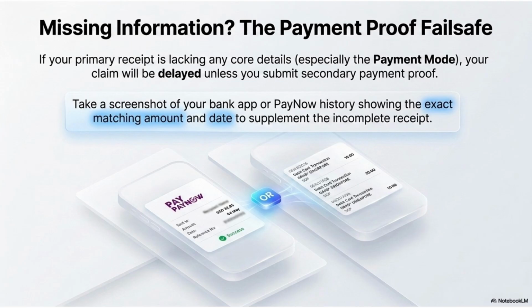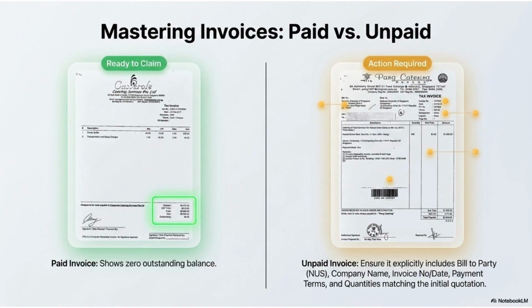The payment-proof failsafe. If your primary receipt is incomplete, you just take a screenshot of your bank app or your Pay Now transaction history. This secondary proof just needs to show the exact matching amount and the exact date to supplement that incomplete receipt. Sometimes, though, you aren't dealing with receipts at all.